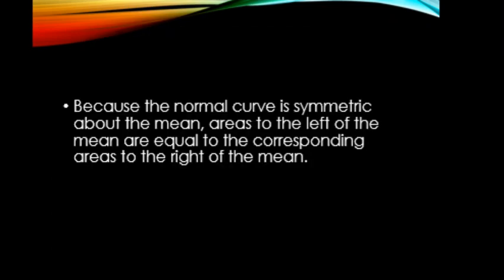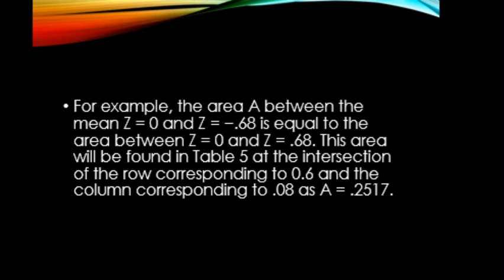Okay, another property that we can use is the fact that the normal curve is symmetric around the mean. So area to the left of the mean is equal to the corresponding area to the right of the mean. So if we have, let's say, 0 in the middle, 0.68 on the right, and then negative 0.68 to the left of 0. So from the table for 0.68, we can find the area is 0.2517.